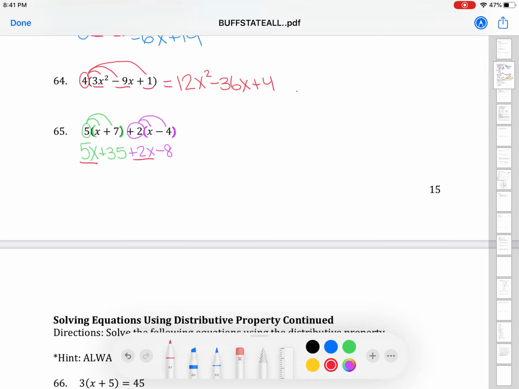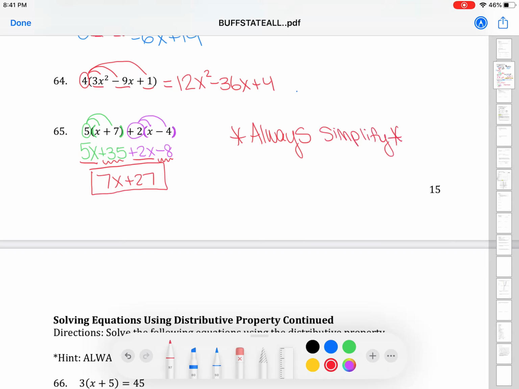Now, as well as we distributed this, we're not done. You always want to simplify any chance you get. So I can combine like terms here, which means I can simplify it further. There's a 5x plus 2x, which is 7x, and then a positive 35 and a negative 8. They're just numbers, so they're definitely like terms. When I add them together, I get plus 27, and that's as simplified as this gets because I cannot combine those any further.